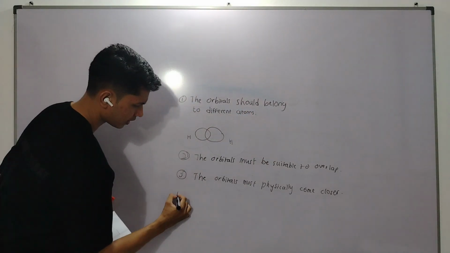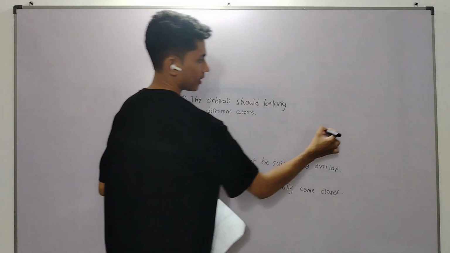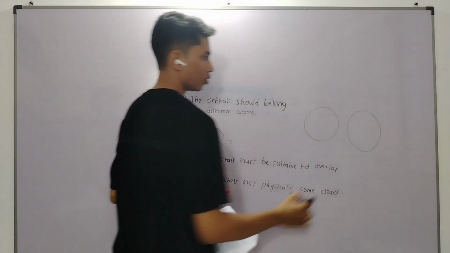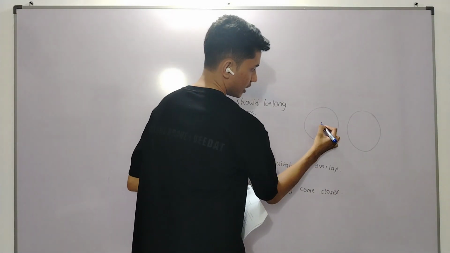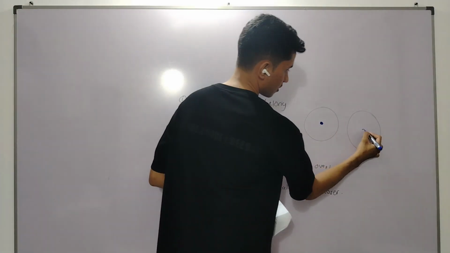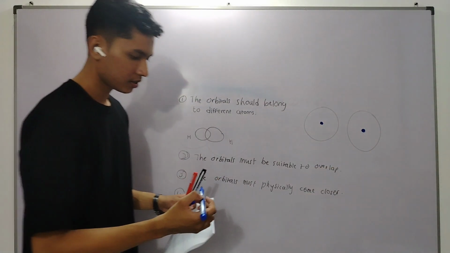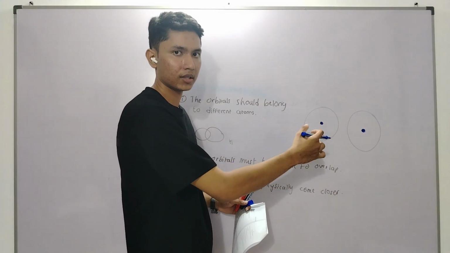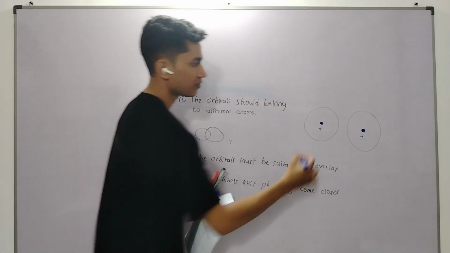The fourth point now. When these two orbitals come closer to each other, I'll draw it here. This is the nucleus of these two orbitals. There is a nucleus between these two orbitals. Now we know that the nucleus is positively charged. So this positively charged nucleus and this positively charged nucleus will repel each other.